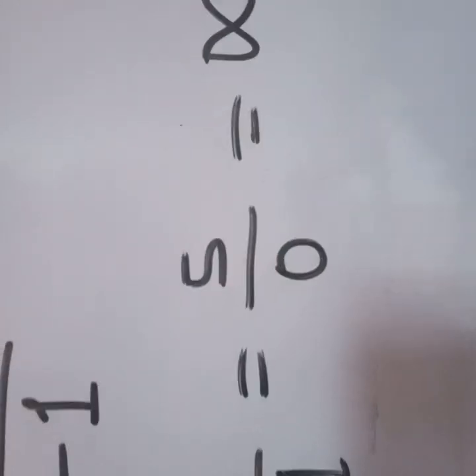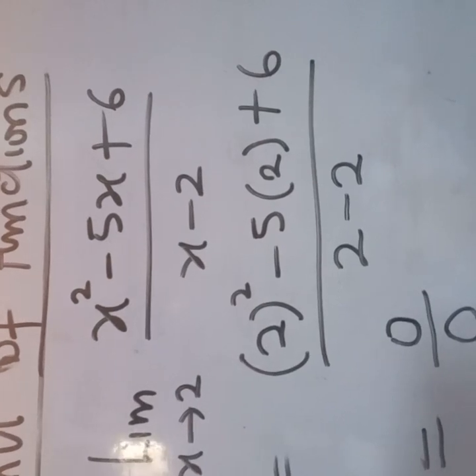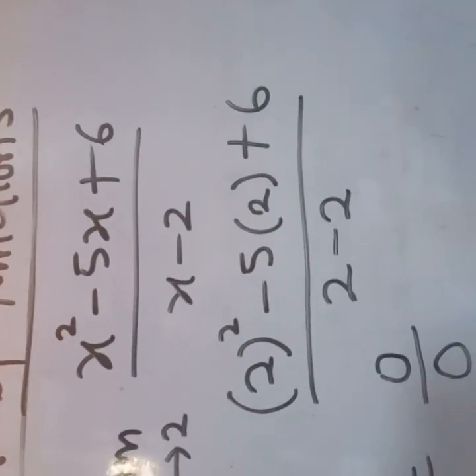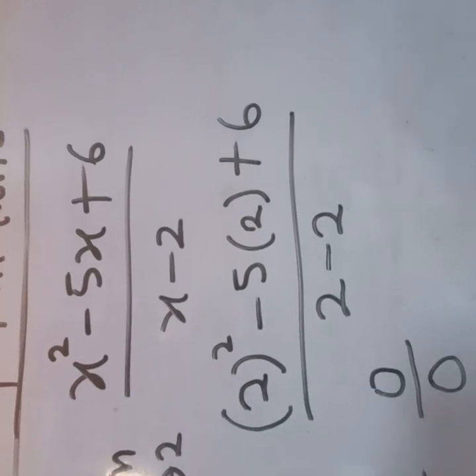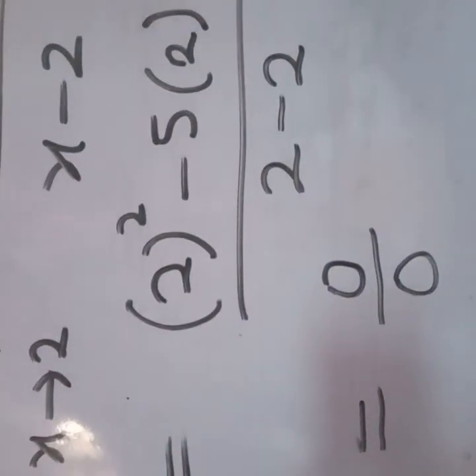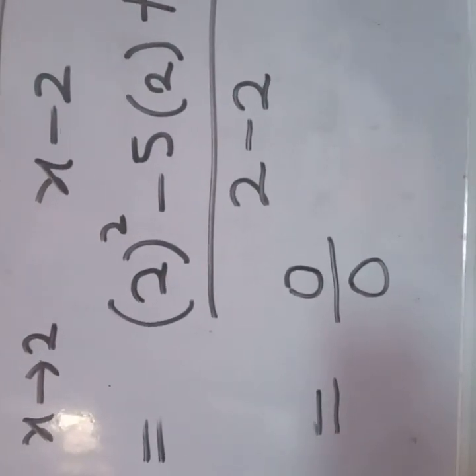So the third example. Again, when we substitute for 2, what we have is 2 squared minus 5 into 2 plus 6 over 2 minus 2. Here, this gives 0 over 0, which is indeterminate. However, this is rectifiable, and it will be discussed in our next class.